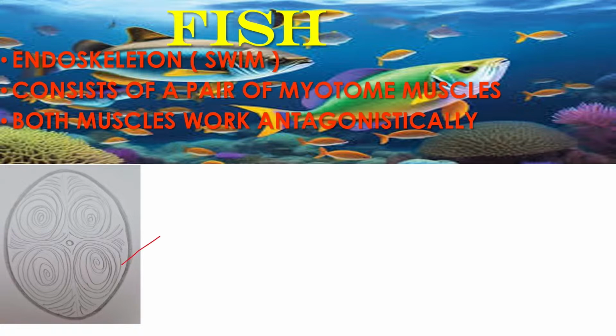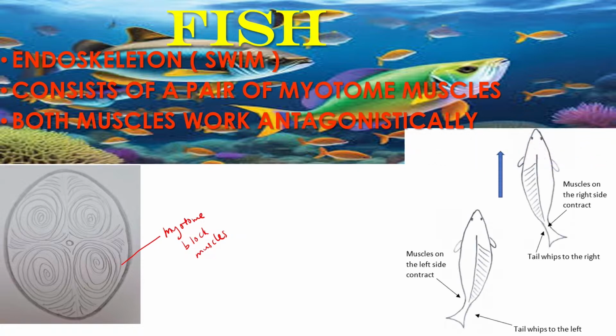This is the myotome block muscles. They do not have a specific name. All the muscles of the fish consist of myotome block muscle. So the fish can only move or swim to two sides: one is the right hand side, the other is the left hand side.